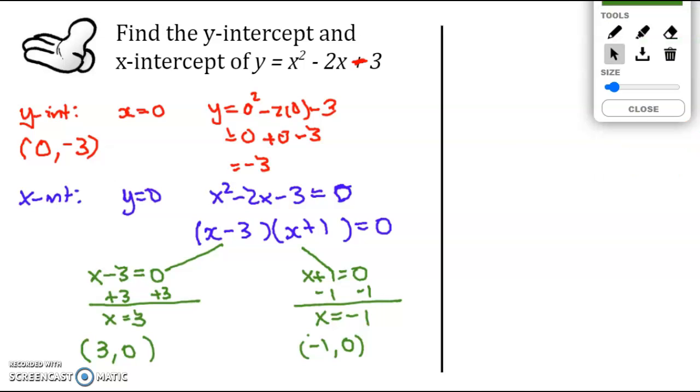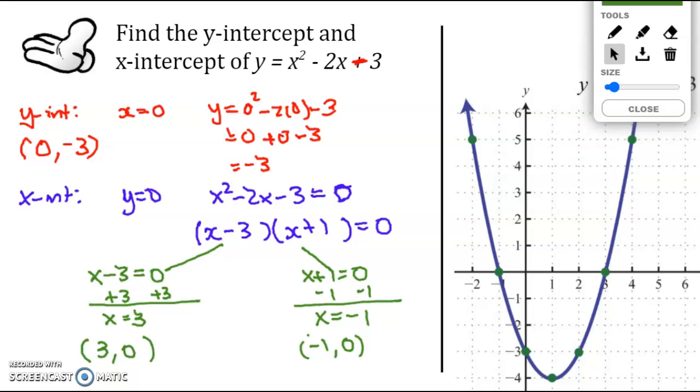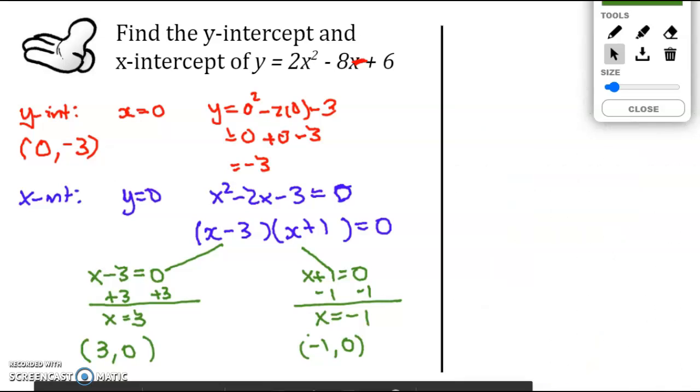And if I look at the graph, okay, that's the graph. And you can check your work on your homework by going onto desmos.com and using the graphing calculator and just entering this equation, whatever the equation, and it's going to graph all the zeros, all the x-intercept and y-intercept for you. Y-intercept is 0, -3 right here, and x-intercept is 3, 0 and -1, 0, which is what we found.